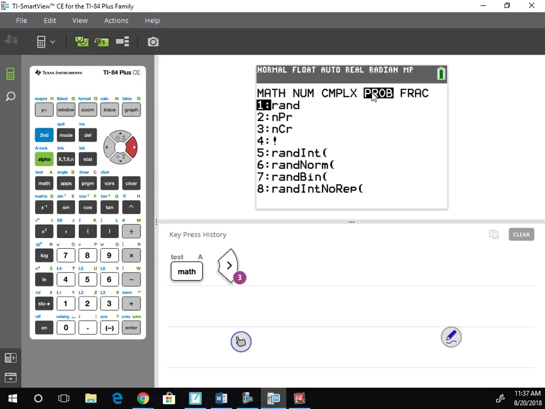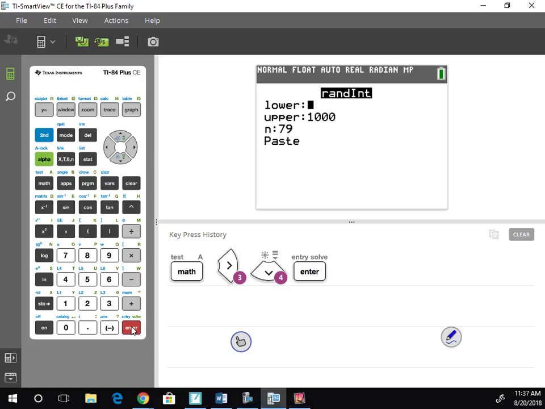Then it says choose RANDINT parentheses. So that's number 5. So I'm going to scroll down until I get to number 5, and I'm going to hit enter. Okay? It will pop up this screen that says lower, upper, n, and paste. Your lower bound is your smallest number. What is the smallest possible number I could get? 1. So I'm putting in 1.